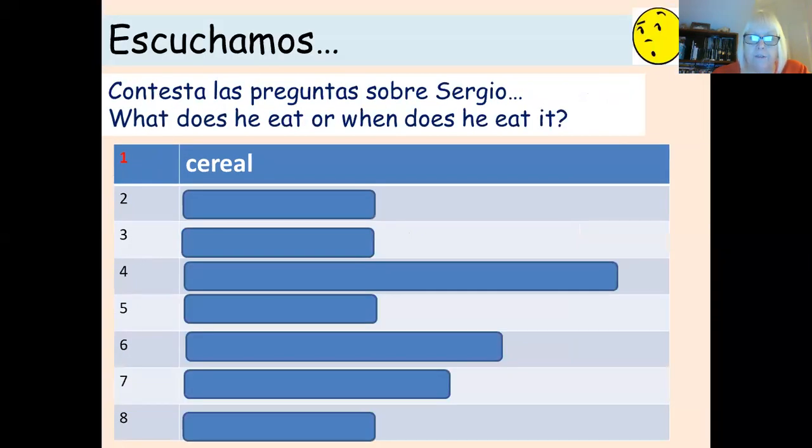Okay, so here are the corrections. Contesta las preguntas sobre Sergio. What did he eat and when did he eat it? So the first one was cereales. The next question was ¿Qué bebes? What do you drink? And he said bebo zumo de naranja.